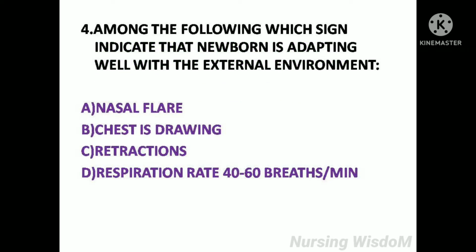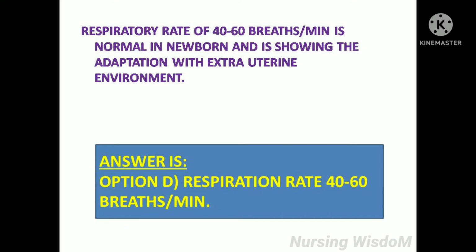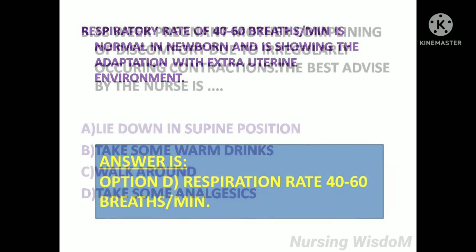Next question, among the following, which sign indicates that the newborn is adapting well to the external environment? Option A, nasal flaring. Option B, chest drawing. Option C, retractions. Option D, respiration rate 40 to 60 breaths per minute. A respiratory rate of 40 to 60 breaths per minute is normal in a newborn and shows adaptation to the extrauterine environment. So here the answer is option D, respiration rate 40 to 60 breaths per minute.